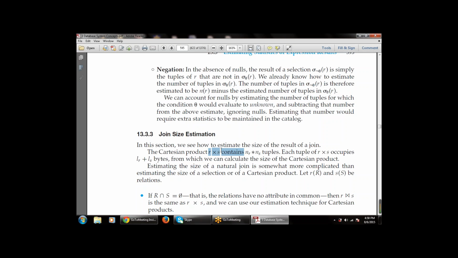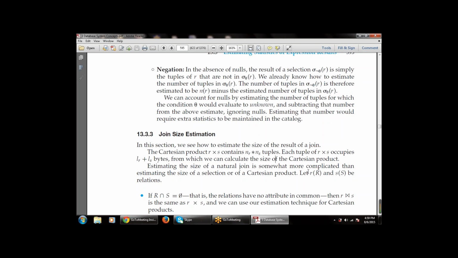For the Cartesian product r times s, the result has nr multiplied by ns tuples, and each tuple of r times s occupies lr plus ls bytes, from which we calculate the size of the Cartesian product.